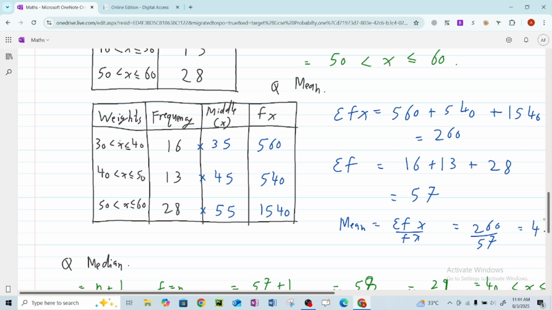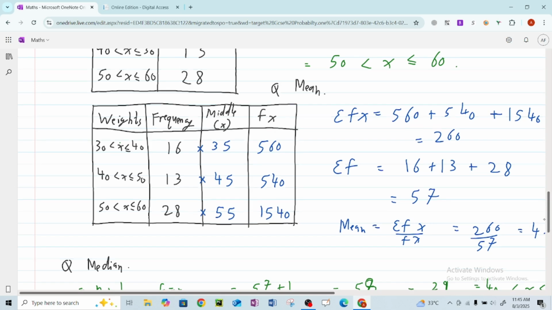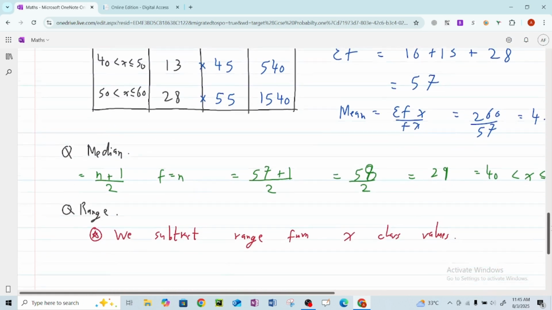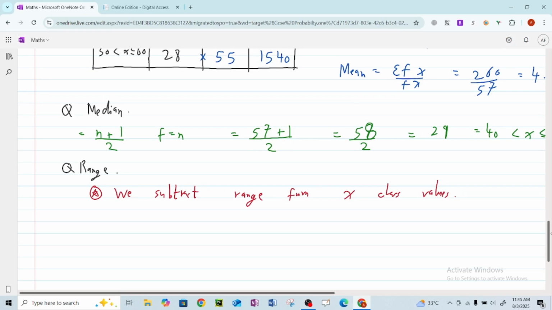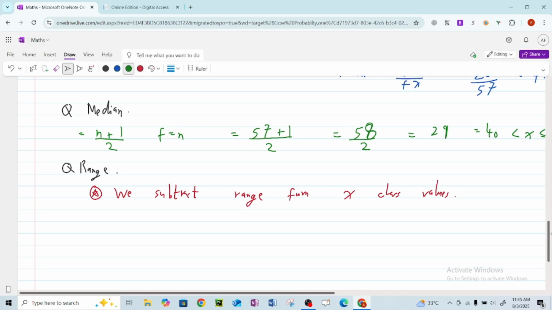What's the highest weight that we can get? 60. What's the lowest weight? 30. Okay, 60 and 30. So the range is going to be 60 minus 30. We're going to subtract the weight values, not the frequency, not the middle one, not the fx, just the weight values. I mean the x values. That's in the class that they gave us. So we're going to have 60 minus 30, and 30 is my range. Simple as that. I just have to find the highest value in the class and the lowest value in the class.